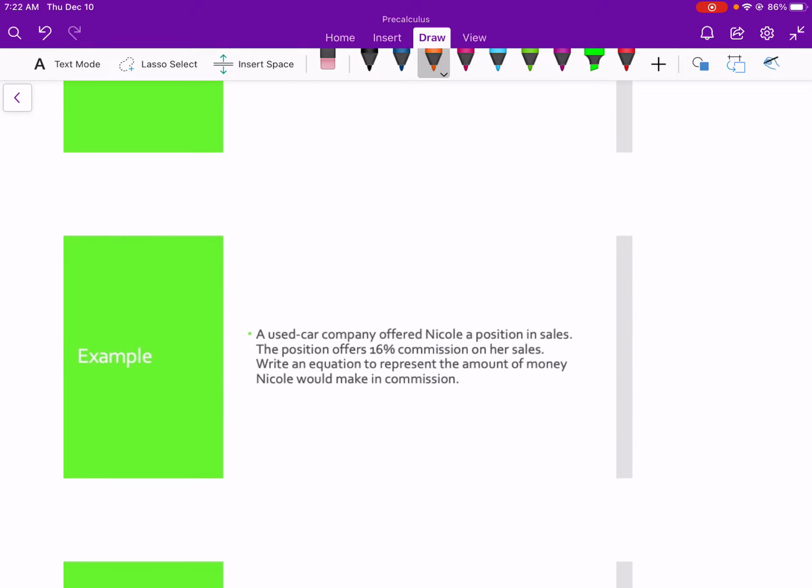So if a used car company offered Nicole a position in sales, and the position offers 16% commission on her sales, we want to write an equation to represent the amount of money Nicole would make in commission. So the amount she's going to make on commission varies directly with how much she sells. And so we can write this as y equals 0.16x. So her commission is equal to 16% of her sales. And that is direct variation.